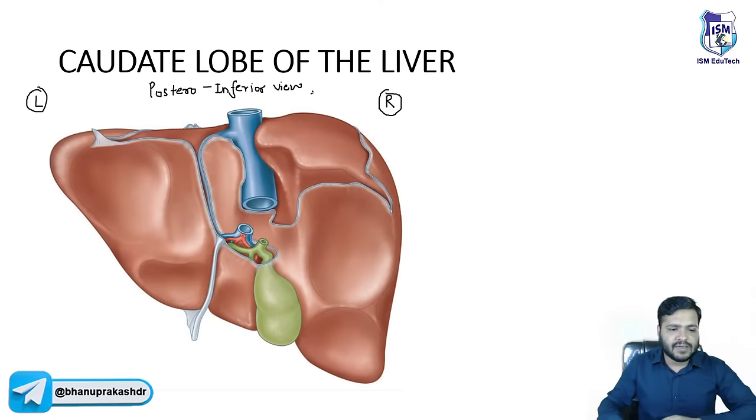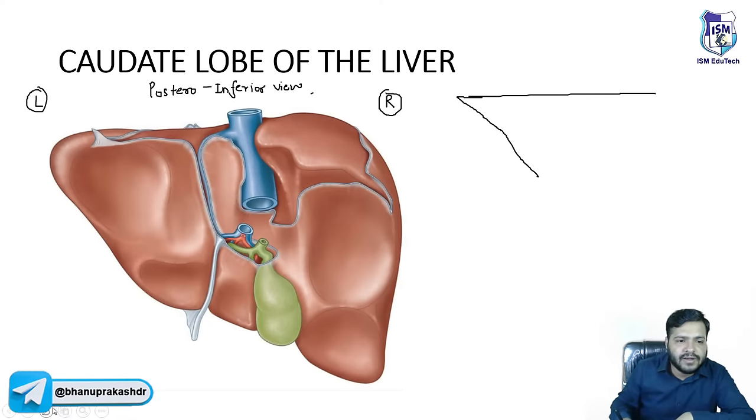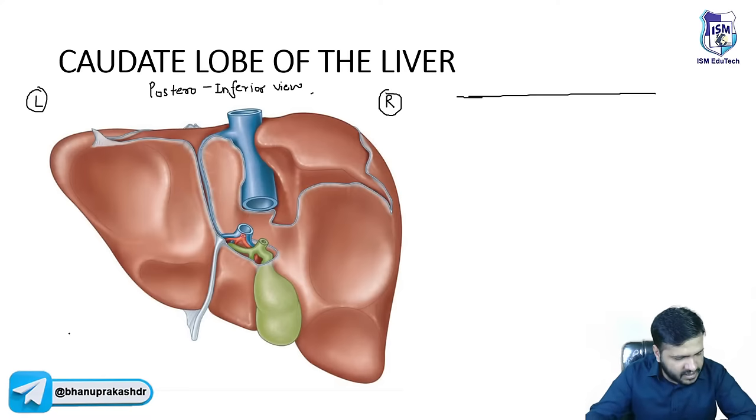Now, see. If I just try to replicate the same diagram, you should remember. Let us just draw it so that it's easier to understand the boundaries of the caudate lobe as well. We have two more lobes that are behind the liver on the posterior surface and the inferior surface of the liver. So we will try to learn the boundaries and where they are located.